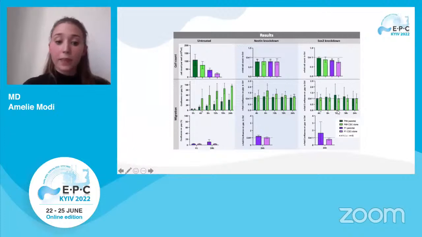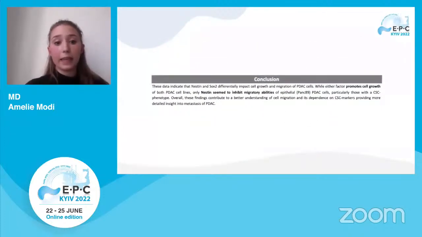To quickly summarize this, the data indicate that nestin and SOX2 both promote cell growth of both PDAC cell lines, and only nestin seemed to inhibit migratory abilities of epithelial PDAC cells, particularly those with the CSC phenotype. Overall, these findings could contribute to a better understanding of cell migration and metastasis of the PDAC.